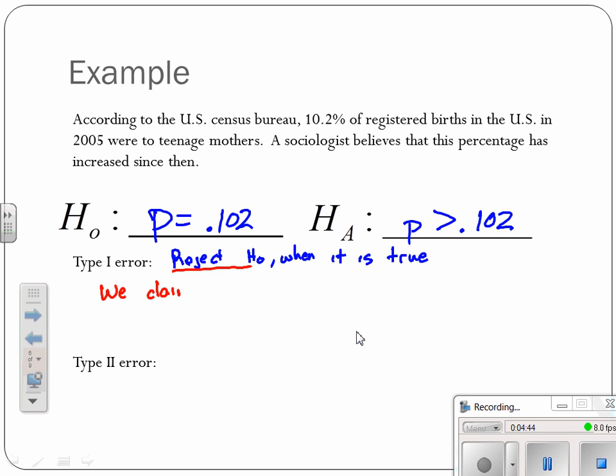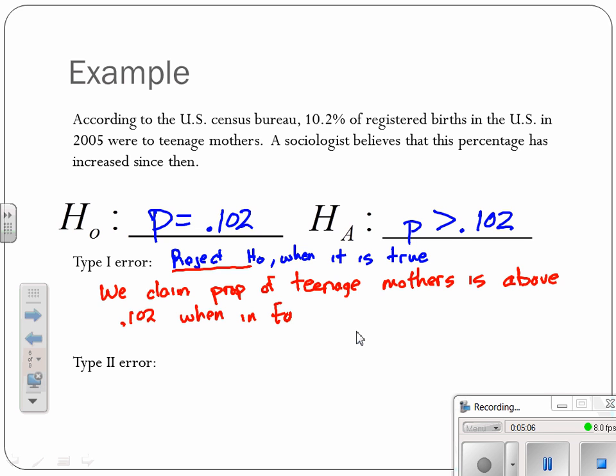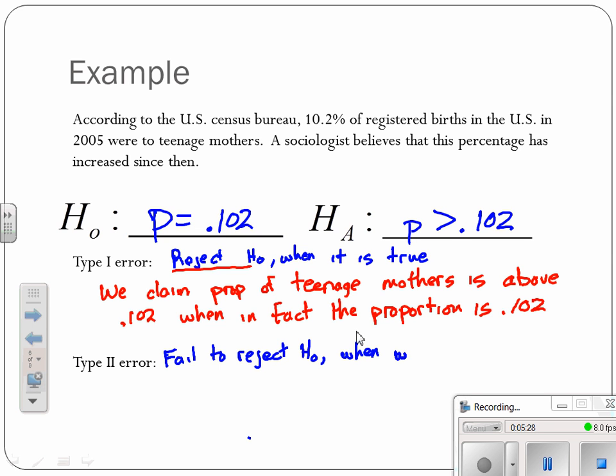So in the context of this problem, if we reject the null, that means we're going to claim the proportion of teenage mothers is above 0.102 when in fact the original thought was true, when in fact the proportion is 0.102. A type 2 error, recall, is when we fail to reject H0 when we should. So what does that look like in the context of this problem?